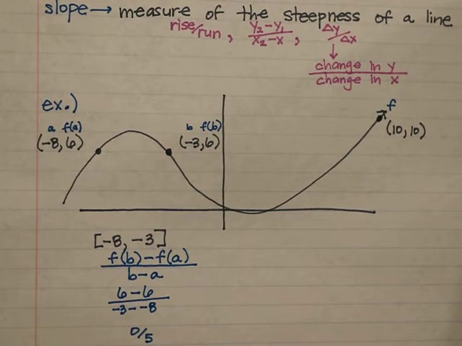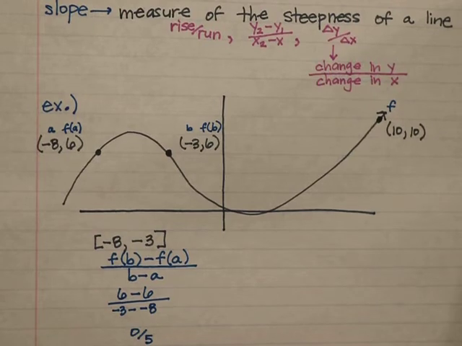Now, does that mean that this graph was completely flat, horizontal, perfectly from -8 to -3? No, that's not what that means. But on average, it did not change. Okay, so that's something we have to be a little bit careful of.